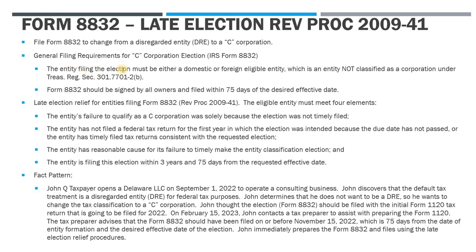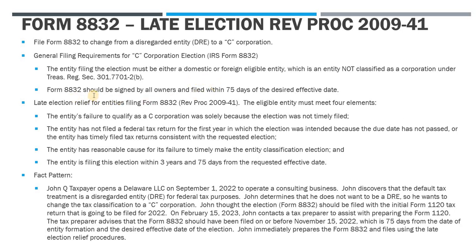So what are the general filing requirements to make this election? Again, in our case, we're going to have a single member LLC, disregarded entity, that wants to make a C Corp election. So in order to start the filing process, the entity that's filing this election has to be either a domestic, so that's a U.S. entity, or a foreign entity, and it has to be an eligible entity. Right, so in our case here we have an LLC that is a U.S. LLC, so it's a domestic entity, and LLCs are eligible entities for purposes of these elections.